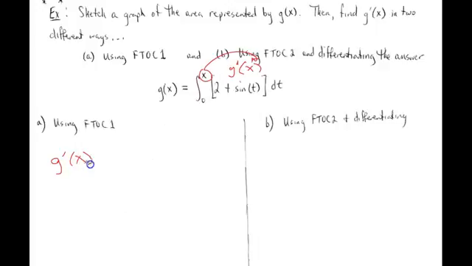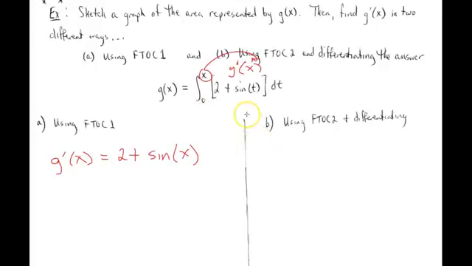So using that, this is pretty simple. We can just say g prime of x is equal to 2 plus sine x, and we're done. Using it the other way, we can actually take the integral of this, or take the antiderivative and evaluate it over the limits of integration, and then undo it by taking the derivative, and we'll see that we end up getting the same thing.